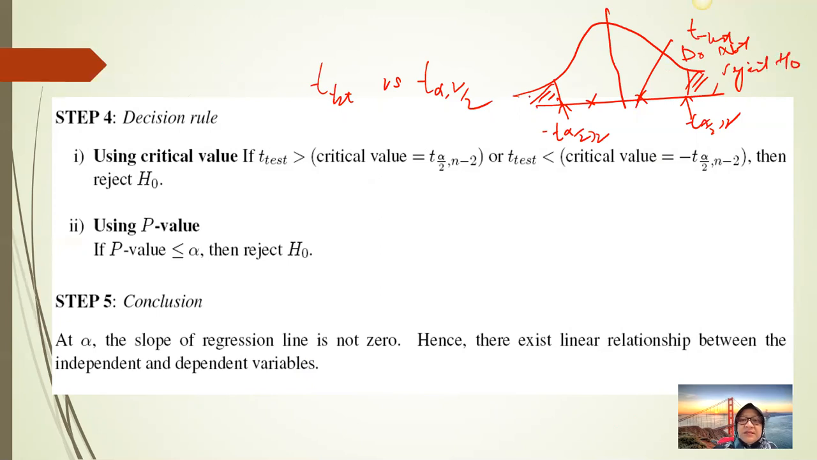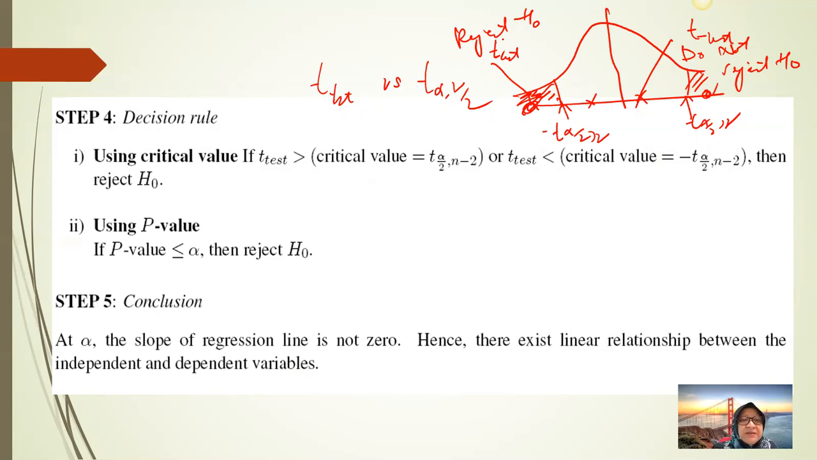Otherwise, in the shaded area, if it is here or here, we reject H naught. If the t-test is here, it depends on your sample.